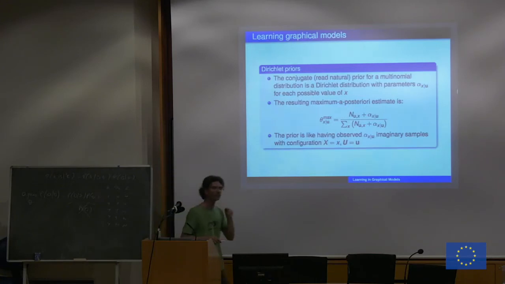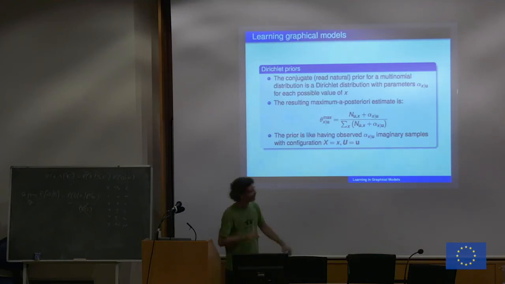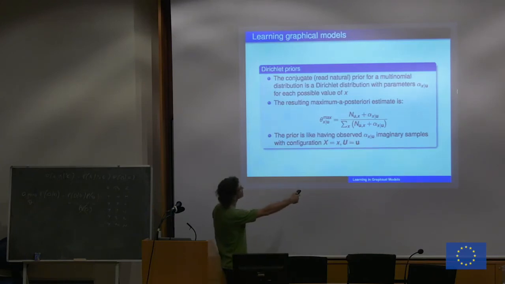If I do maximum a posteriori estimation, including the prior, basically what happens is that instead of doing n_x over the sum over x of n_x, you add some components which have to do with your prior.